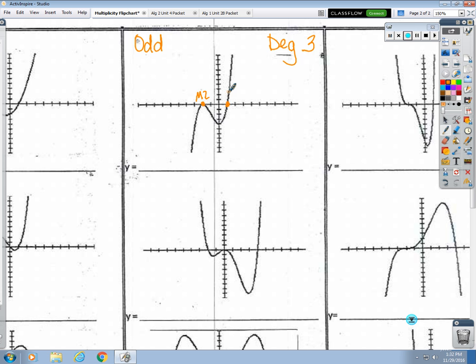1, 2, 3. Now it's odd positive, so we're not going to have to worry about a sign in the front. How do we represent this bounce at -2? X plus 2 squared. And then how do we represent a cross through at 1? X minus 1. That's all you do. Okay.